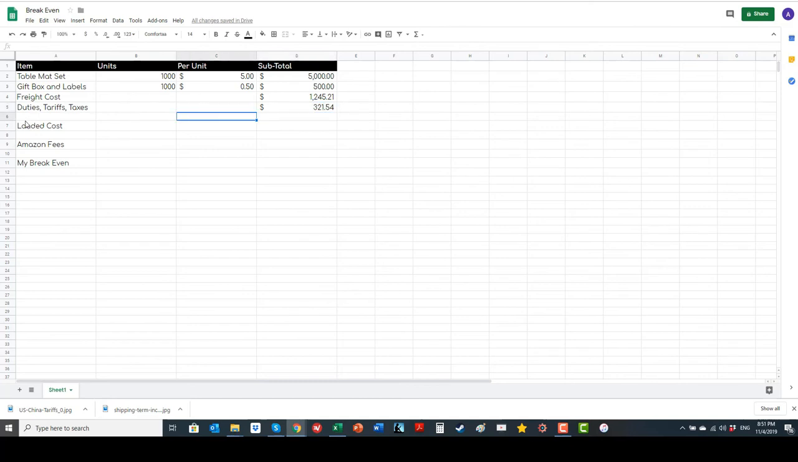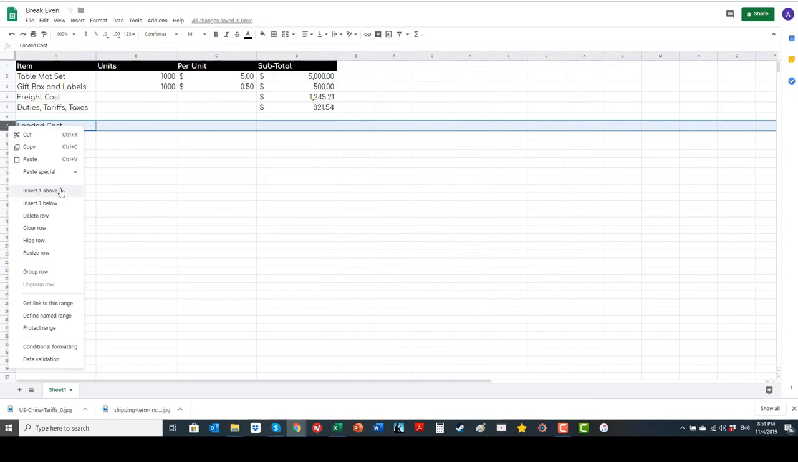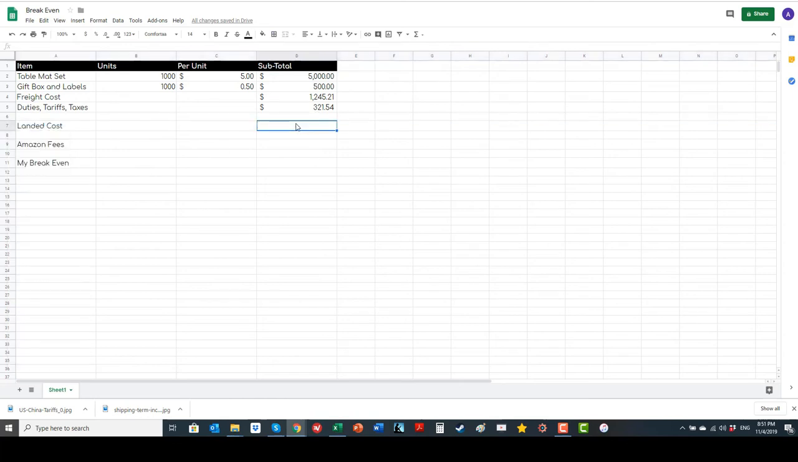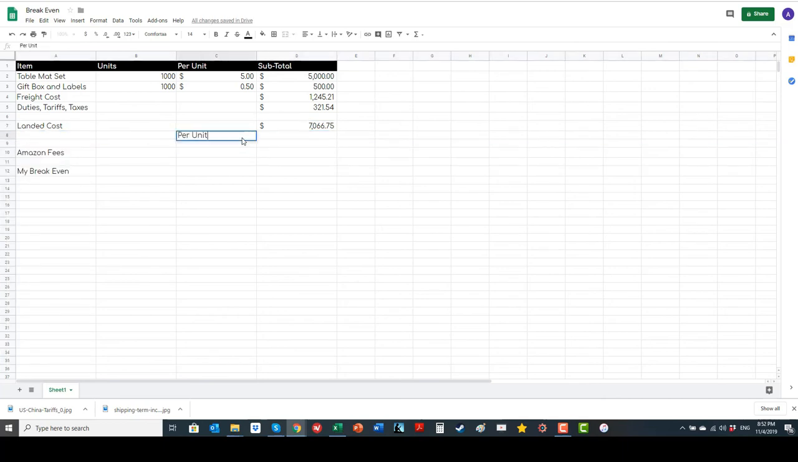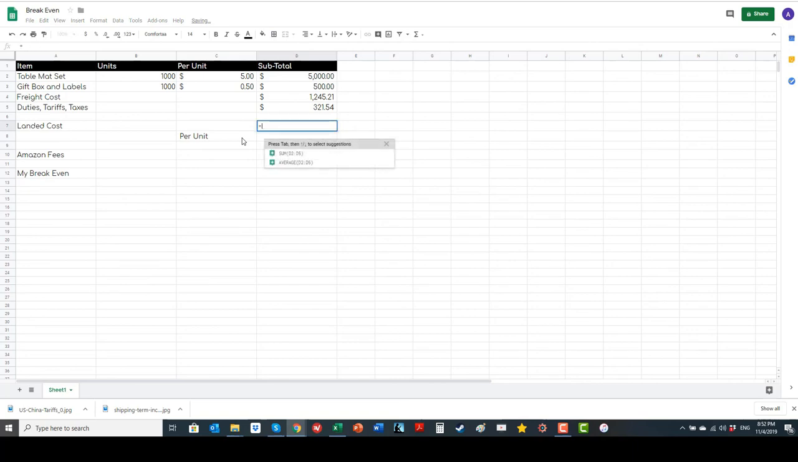Okay, so what we want now is the total. So I think it's this sum. Yep, okay. So it cost me $7,066.75 for all my product, 1,000 units, to come in. Remember, the freight cost, and the duties, taxes, and tariffs and everything would be split across the 1,000. So per unit, that is equal to this number.